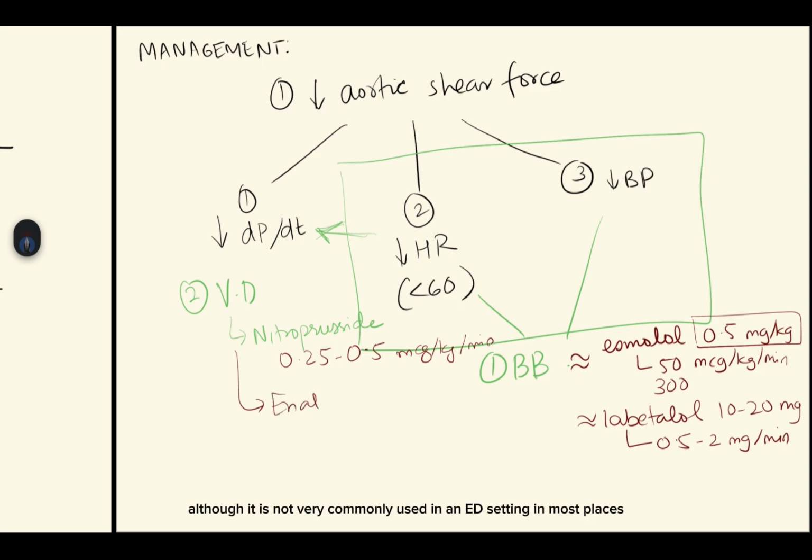Although it is not very commonly used in an ED setting in most places, nitroprusside will remain the drug of choice. Blood pressure target is to be kept in the low normal. Then what is the low normal that we are aiming for? If you're thinking about a type B dissection, we are aiming for 100 to 120 systolic pressure.